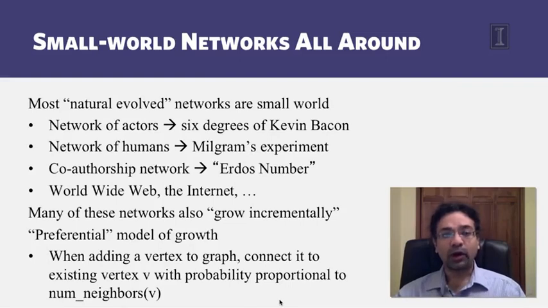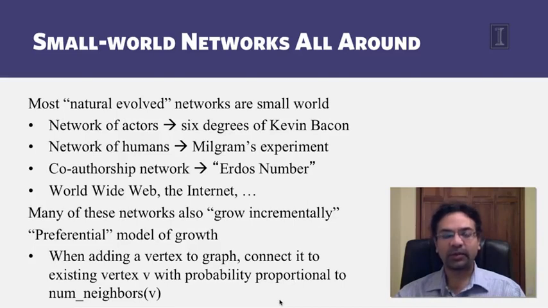So small world networks are all around us. The network of actors is a small world network. The network of humans is a small world network. All online social networks such as Facebook, Twitter, LinkedIn are small world networks. Many of them have been shown by measurements to be small world networks. The co-authorship network, where vertices are researchers and edges join researchers who have co-authored at least one paper together, is an example of a small world network.